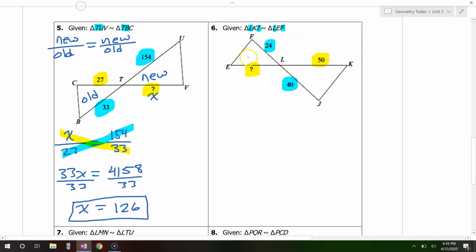So let's label these as new and old. All right, and let's set up our proportion by doing new over old is equal to new over old. So for the yellows, new over old is x over 50. For the blues, new over old is 24 over 40.